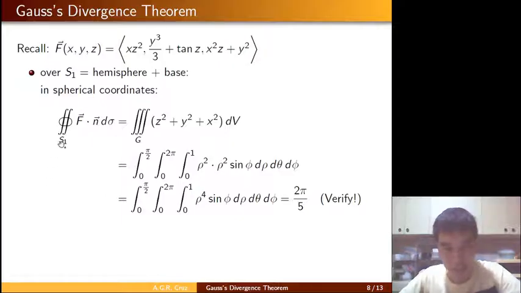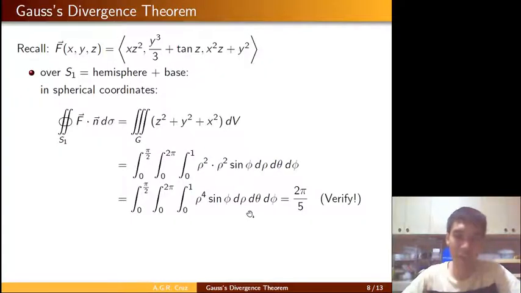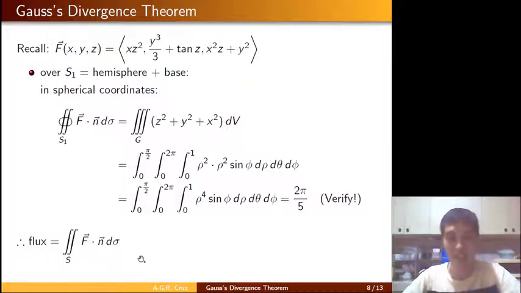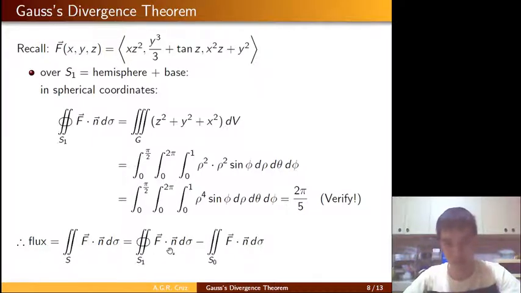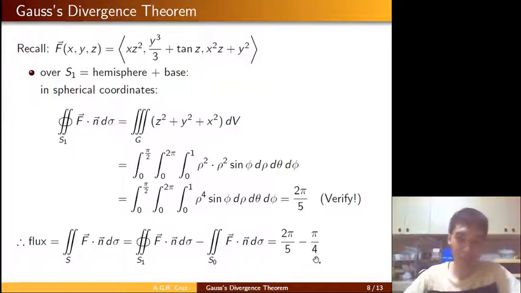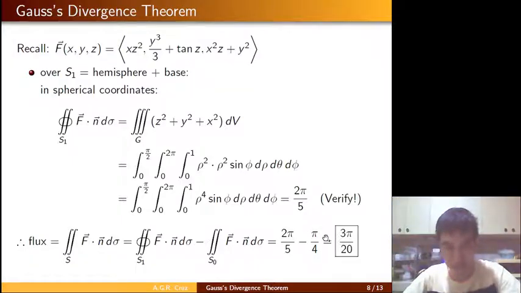Okay, so we now have the integral over S1. It's equal to 2 pi over 5. So meron na tayo for S1. We now have the integral for S0. We can now set up the flux, which is the surface integral over S. And this flux, if you recall, it's now equal to the integral over S1 minus the integral over S0. Yung S1, it's 2 pi over 5, no? Tapos yung S0, na-compute natin yun kanina to be pi over 4. So 2 pi over 5 minus pi over 4, their difference is now 3 pi over 20. So the flux, it's now 3 pi over 20.